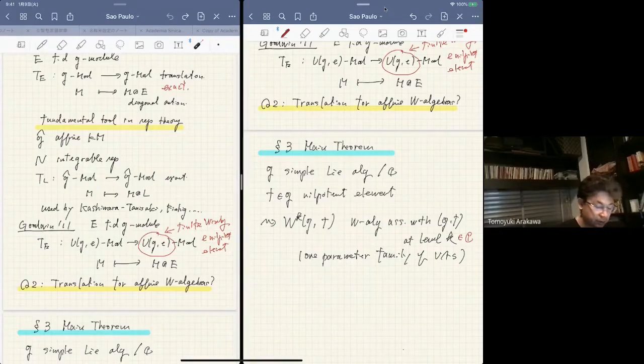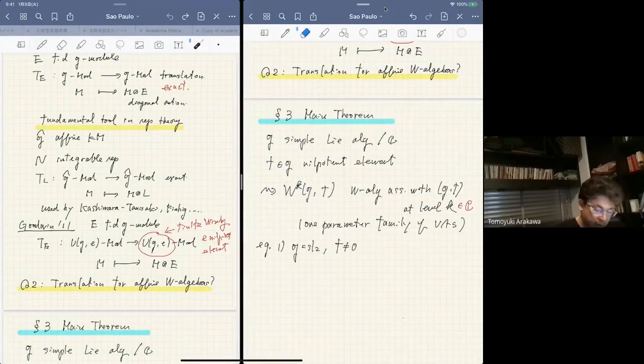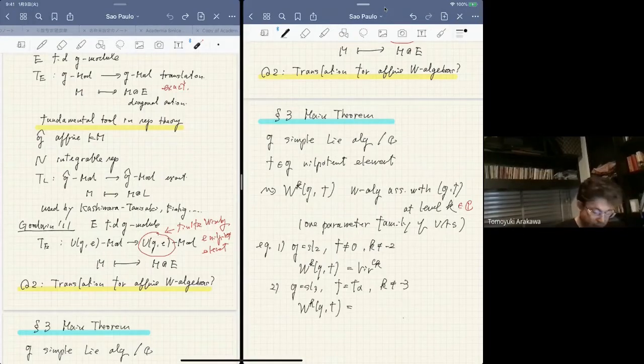So for example, if G equals SL2, there is only one conjugacy class of nilpotent elements, and if the level is not critical, then the corresponding W-algebra is just the Virasoro vertex algebra with central charge c_k that is introduced earlier. And if G equals SL3, and f is a root vector, which means that it's a minimal nilpotent element, and if k is not critical, then this W-algebra is the same as the so-called Bershtein-Polyakov algebra.